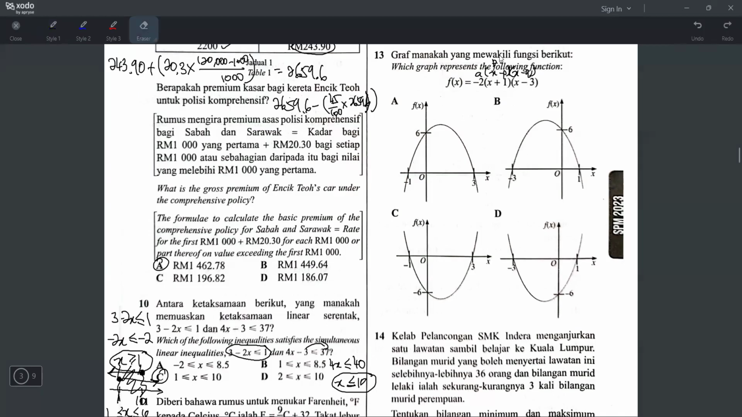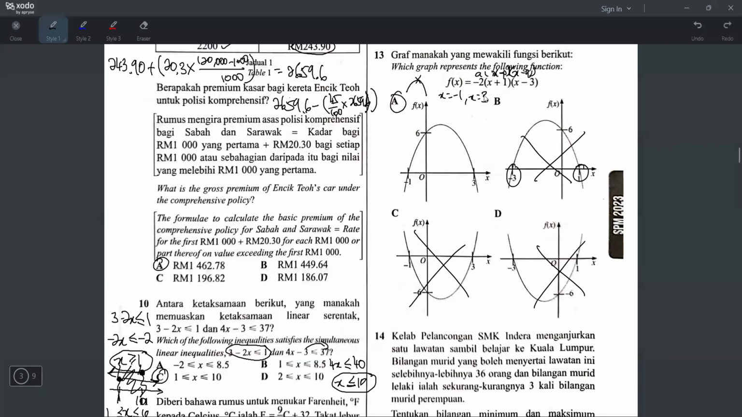Okay, the x-intercepts will be p and q. But you have to change the sign. So the a is negative 2. It means the shape will be like this. Okay, it will have a maximum point. So C and D are confirmed wrong already. And then for the x-intercepts, one will be -1, and the other will be 3. Okay, so -1 and 3. So B is also wrong, because if you look at the x-intercepts, this one is -3 and 1. So the answer must be A. Okay, so that's the answer.